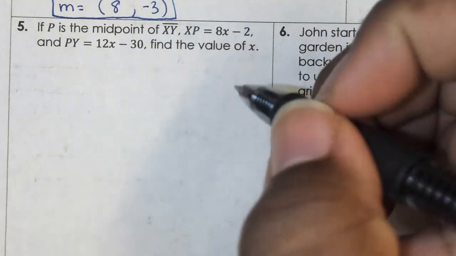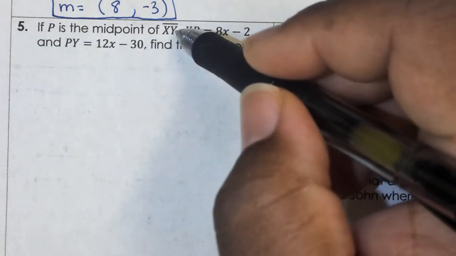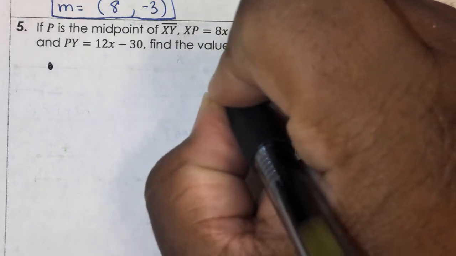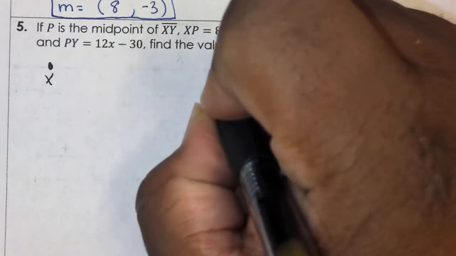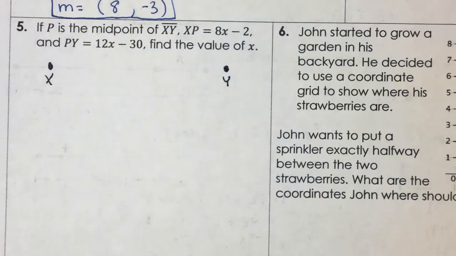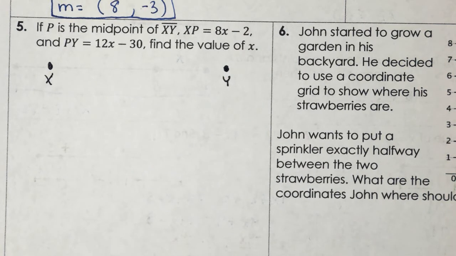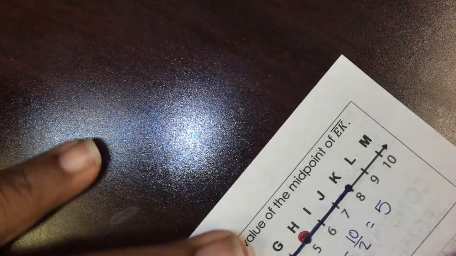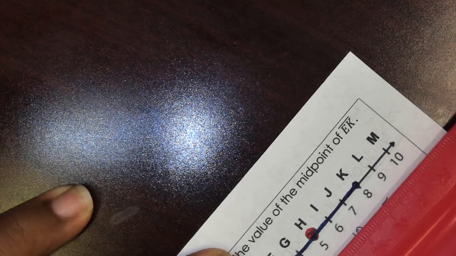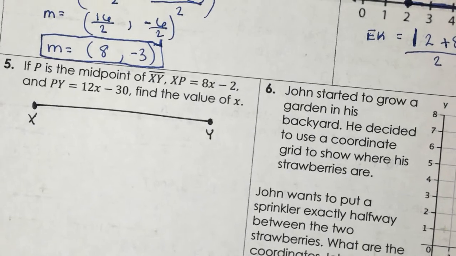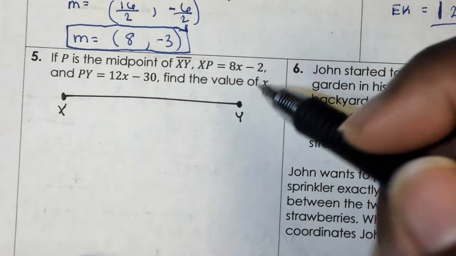So I'm going to start like this. They said P is the midpoint of XY. So I know my segment is going to be XY. So I'm going to make a segment from X to Y. Give me a second here. If you have a ruler, you can use one at home. I always have a handy dandy ruler next to me. So this is my segment XY.